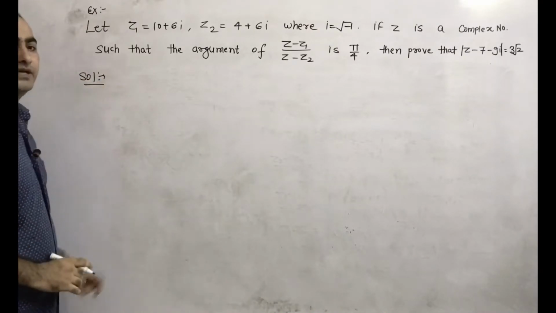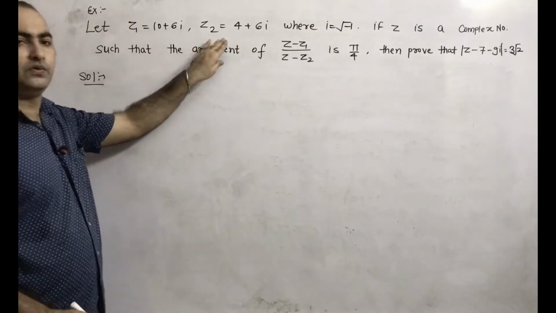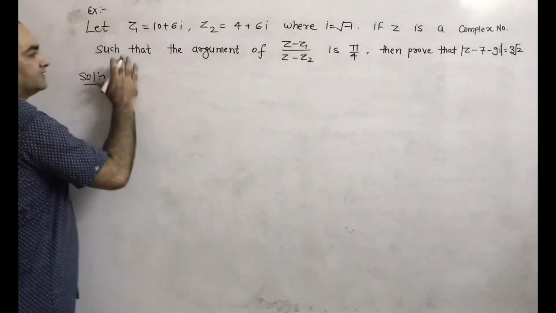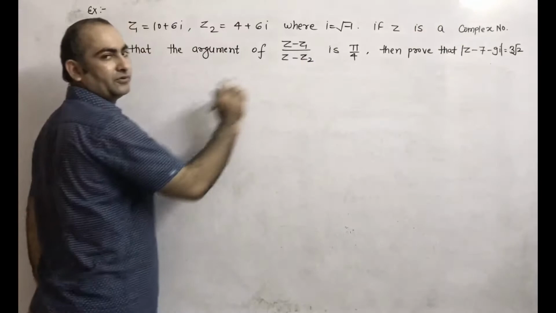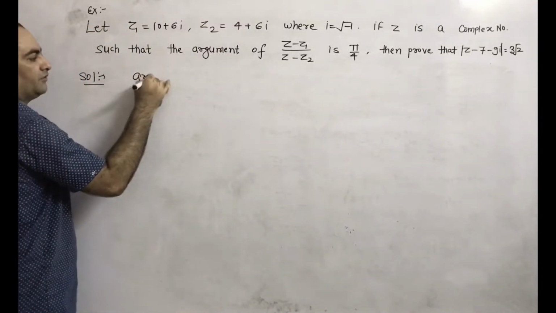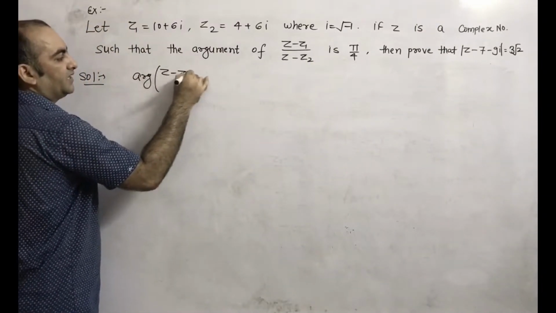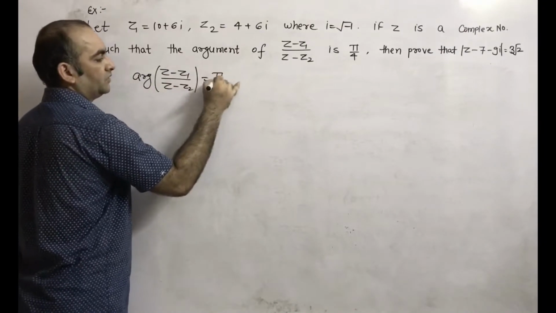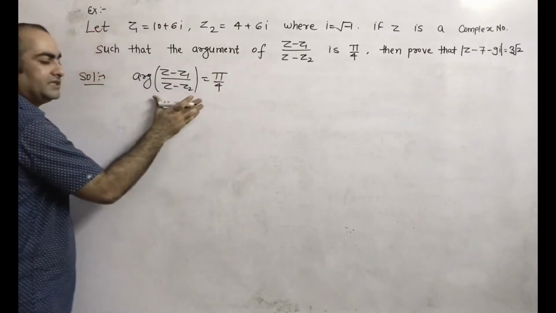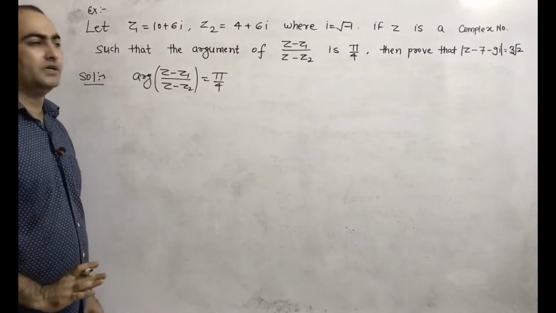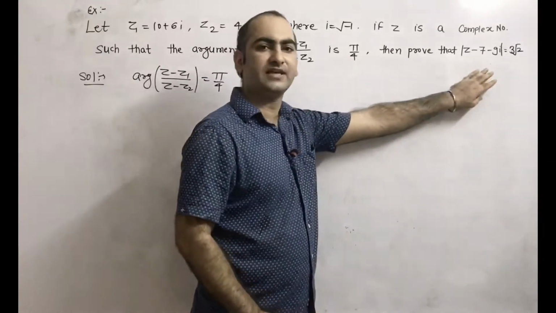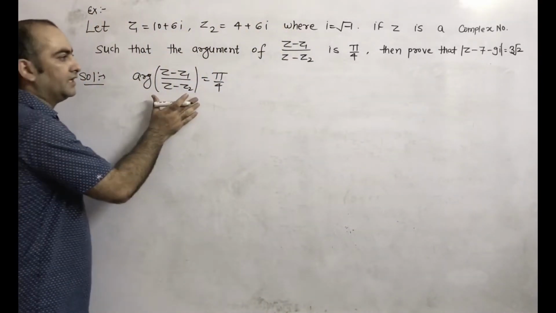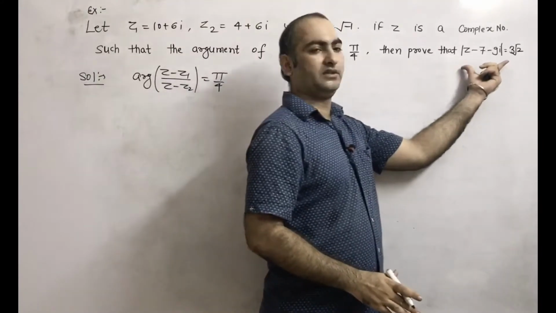So here, what is given: there are 2 points z1 and z2, where iota equal to root of minus 1, and z is a complex number such that the argument of this one is pi by 4. So here it is given that argument of (z minus z1) divided by (z minus z2) equal to pi by 4. Here we can say that this equation represents a circle. Then we have to prove this one. This is a circle equation only. So we want to find out this circle equation. This one we have to prove.